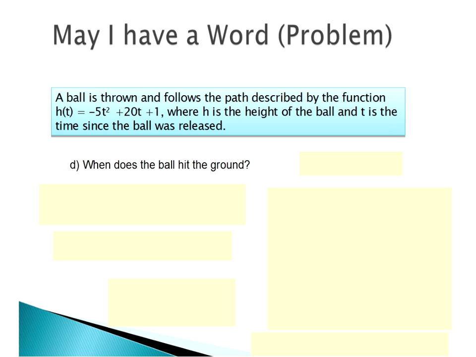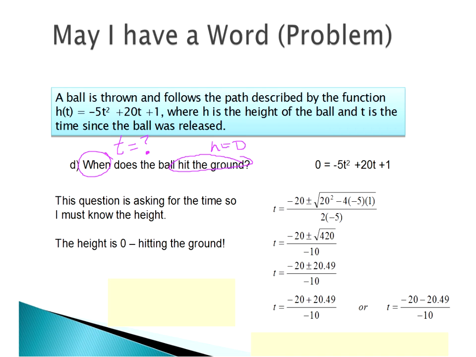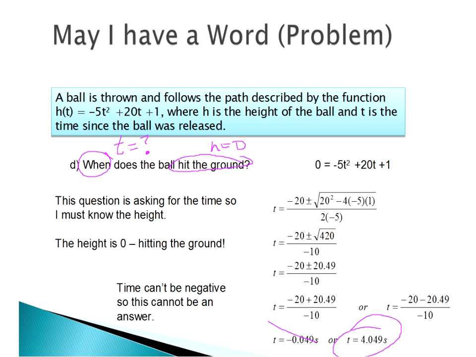And when does the ball hit the ground? Again, when means t. I must have given you the height. It's hitting the ground when the height is 0, which is what I've said right here. So now I can solve. I get 2 answers here, one of them being negative, and so that can't be my answer. The ball hits the ground 4.049 seconds after we threw it.